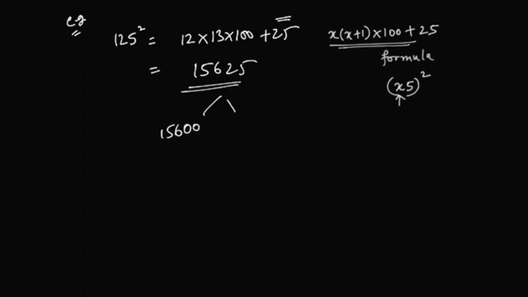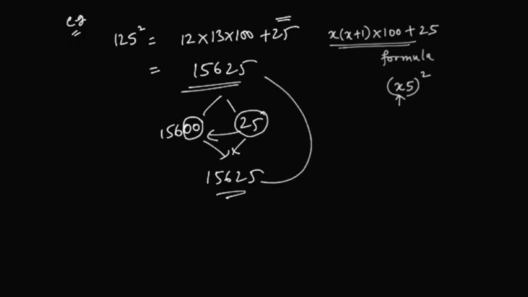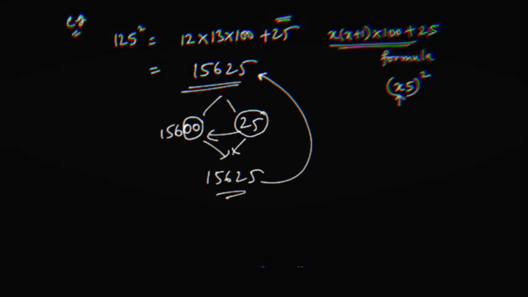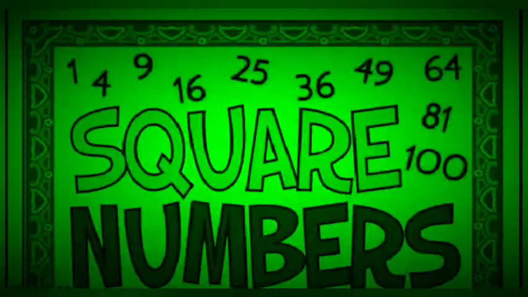As you can see here, 15625 is just split into 15600 and 25. And if you add this, 15625 is your answer. Understand? 25 will be added to these zeros. That's why we can do this question in 2 seconds also. 12 into 13 and then just add 25. How easy it is. In this way we can find the square of any number.